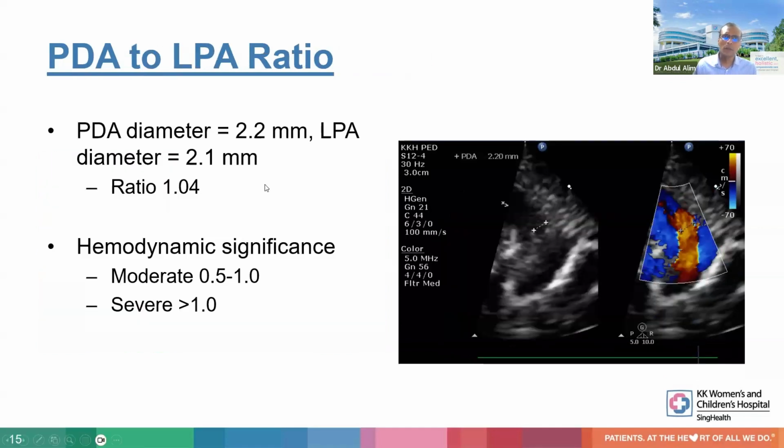The PDA to left pulmonary artery ratio, like I mentioned in this picture: the PDA is 2.2 millimeters, and the left pulmonary artery is about 2.1 millimeters, so the ratio is 1.04. Anything less than 1 is a moderately significant PDA. If it is a large PDA, or a more severe hemodynamically significant PDA, the ratio is usually more than 1.